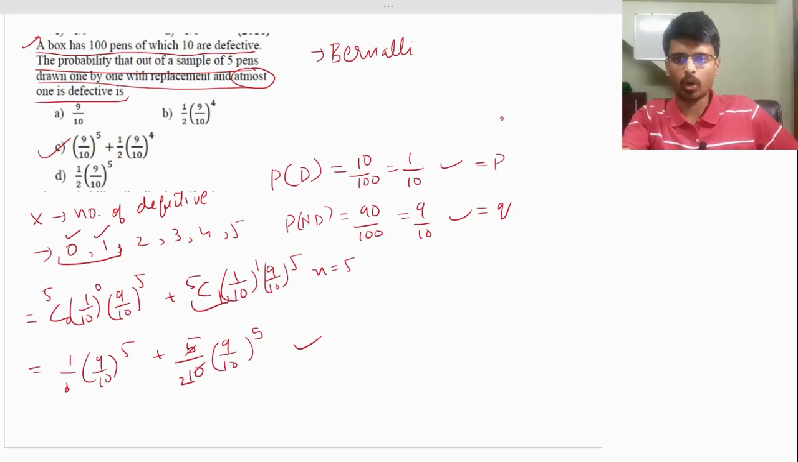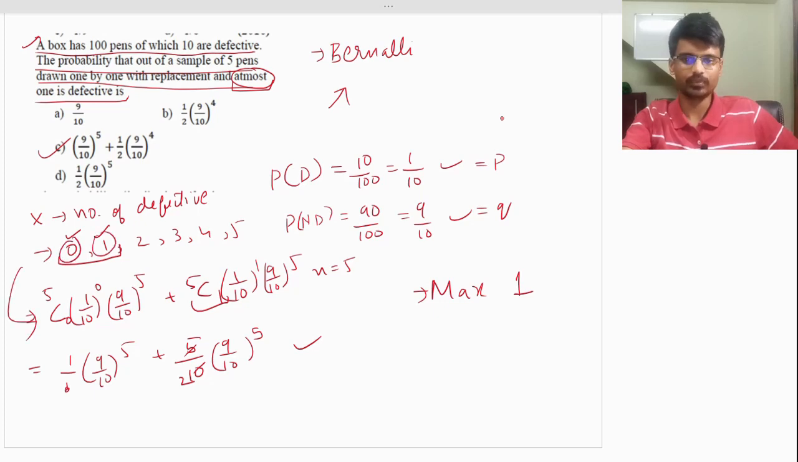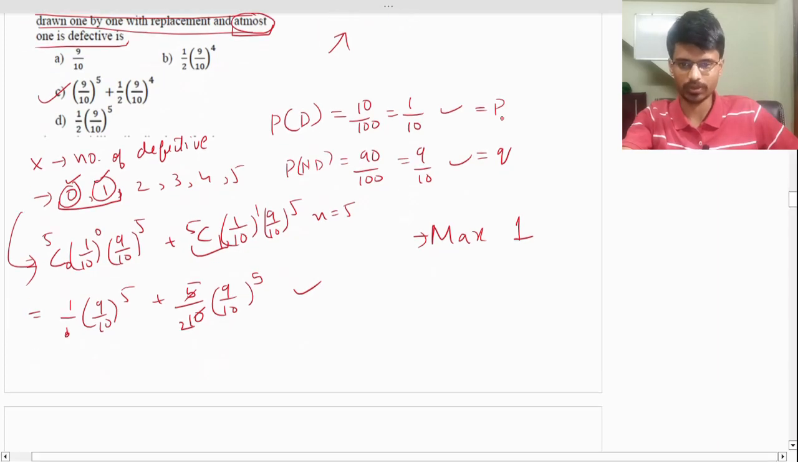So the important thing here is we need to identify that we have to apply Bernoulli's equation. So using the concept of Bernoulli's, we need to solve this. And the other important thing is "at most". At most meaning maximum one, not more than one, one or less than one. For 0 and 1 we found out, right? So this is how you can solve this question. This was an interesting question.